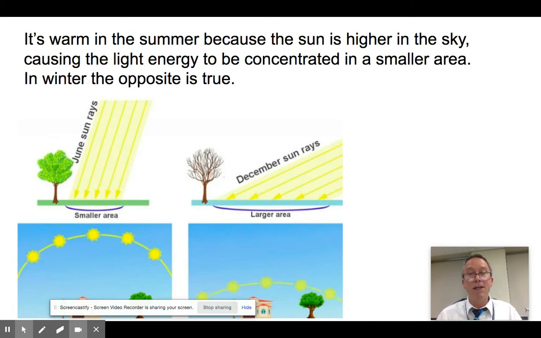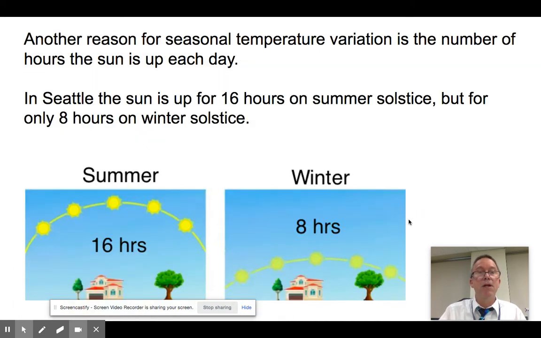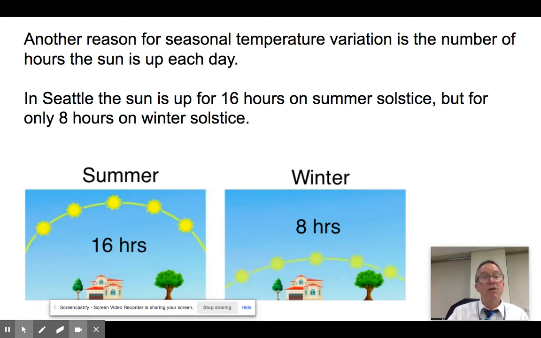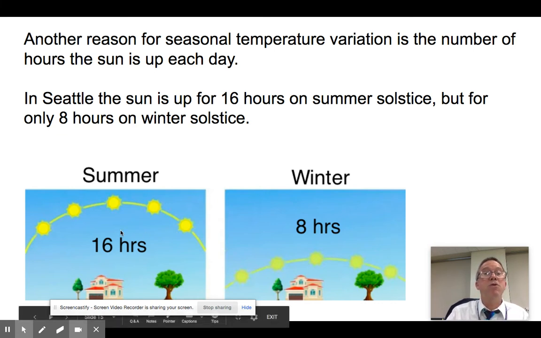Now, you might have noticed that it's been getting dark. Like you used to come to school, it was light in the morning. Now you're going to school, it's dark in the morning. That's because we've passed the equinox and we're moving towards the winter solstice. So let's just take Seattle, where I'm from. In the summertime, the sun is up for 16 hours, but it's only up for 8 hours during the winter. So it's twice as many hours of sunlight in the summer than there is in the wintertime. So there's more sunlight coming for twice as long. So of course it's going to make it warmer.